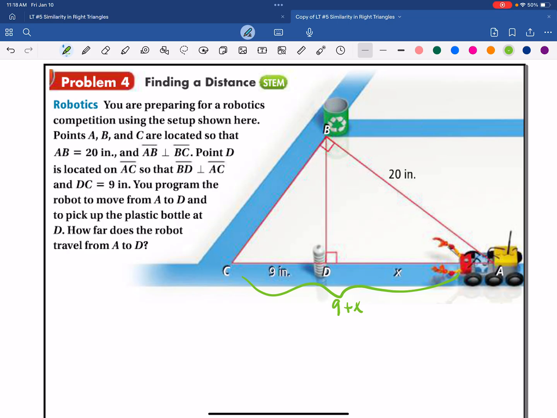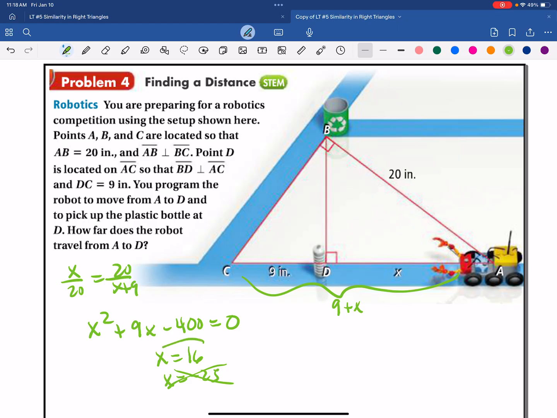All right, in setting this up, you would have x is to 20 as 20 is to x plus 9. And when you cross multiply, you get the quadratic equation x squared plus 9x minus 400 equals 0. And when you solve that, you get x is 16 and x is negative 25, but only one of these works. 16 does.